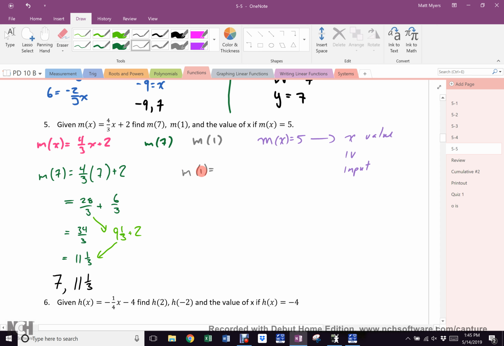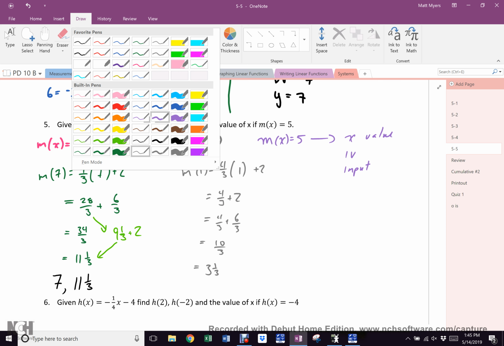Since the x became 1, what will this x become? 1 plus 2, which is 4/3 plus 2, which is, again, you have a choice. It is 4/3 plus 6/3, which is 10/3, which is 3 1/3, or, and I don't think I have another shade of gray, which is a pain.